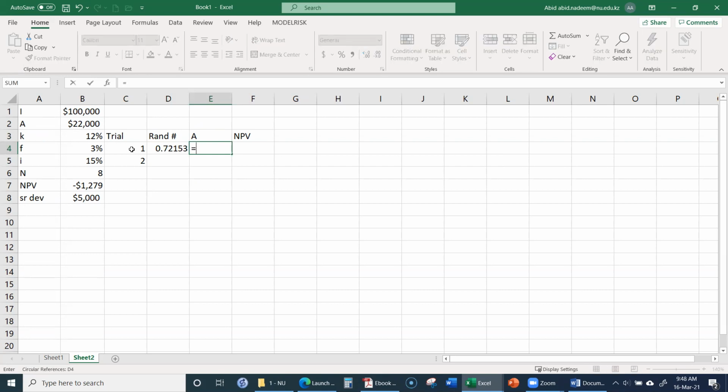And then what will be the value of A? The value of A will be normally distributed, NORM.INV. The normal distribution function in Microsoft Excel is NORM.INV. So for the probability, I will take this random number. The mean value I am taking as $22,000, and the standard deviation I'm taking as $5,000. So this will be the generated value.